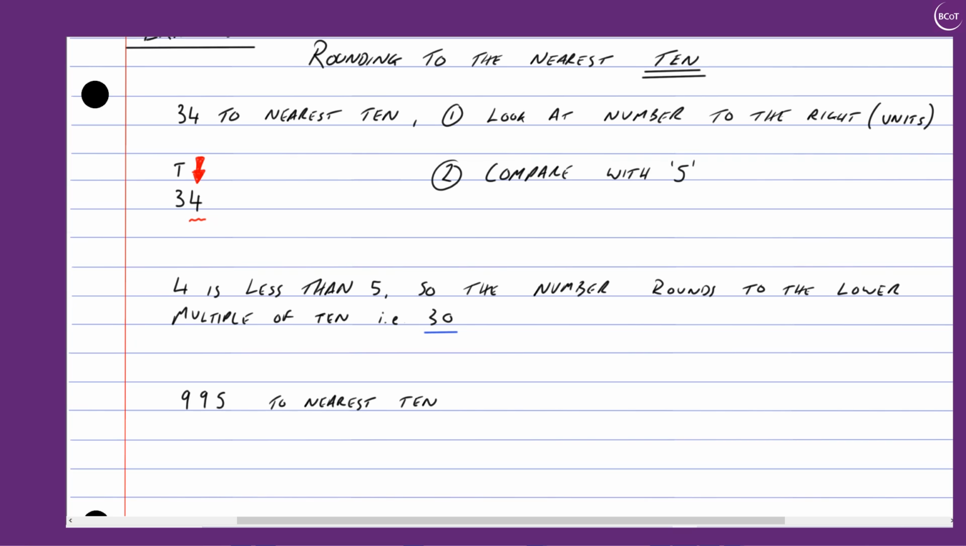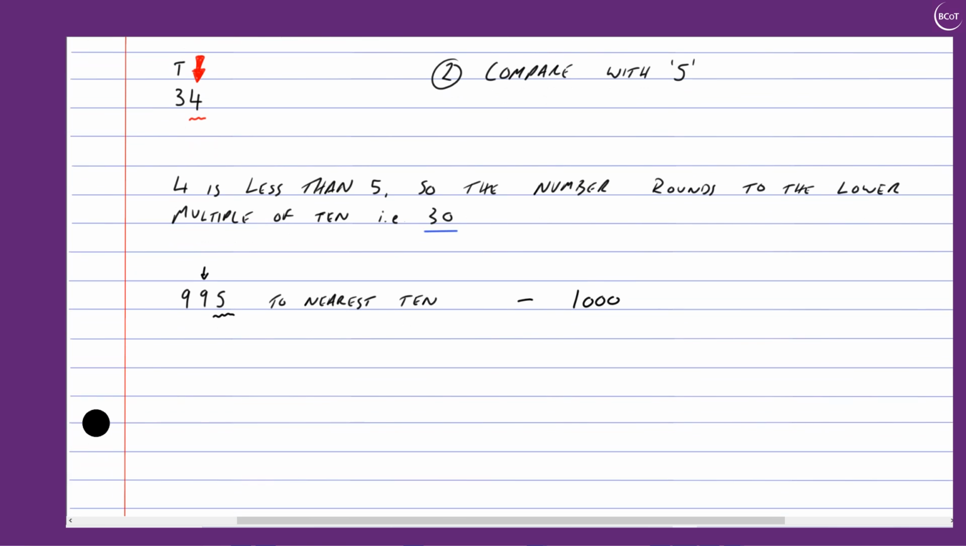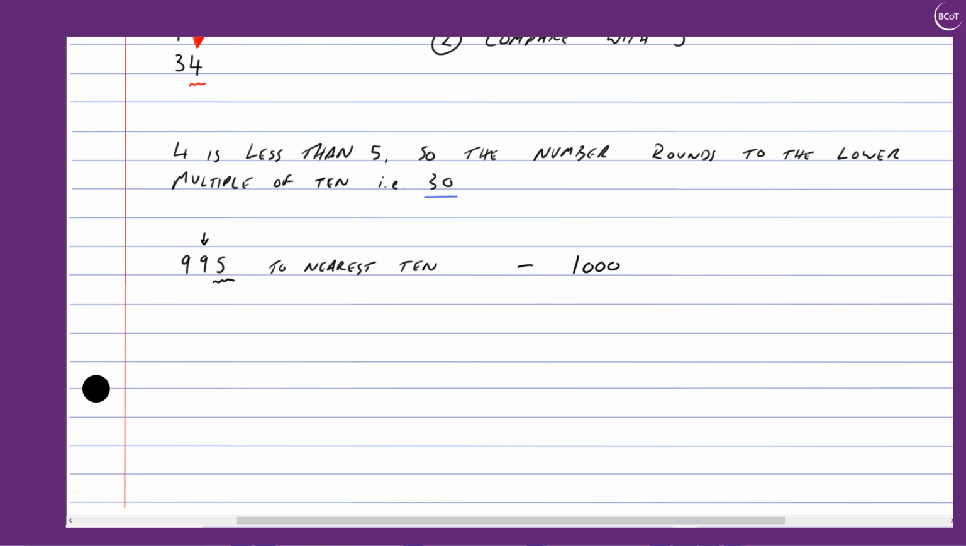If we were to round 995 to the nearest 10, well, this is the tens column, so we always look at the number to the right. So we're comparing 5 with 5, and obviously 5 is included in the 5, 6, 7, 8 or 9 numbers, which would round up. So because this 5 in the units column rounds up, the number will become 1000 to the nearest 10. We'll do some more examples, and it's easier to do examples than to explain it sometimes.